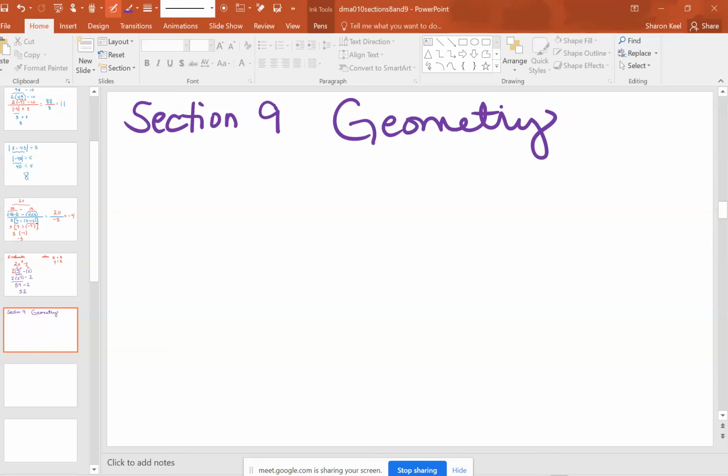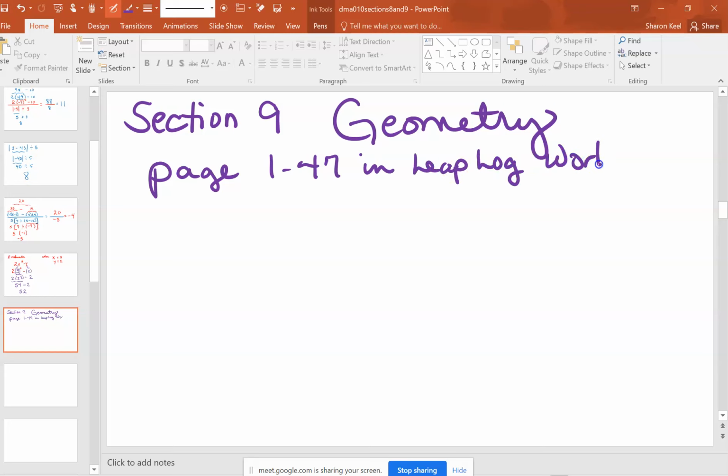Geometry is a lot of fun. And if you look on page 1-47, I'm not going to recopy and recreate this entire page, but I want you to make reference to it. Page 1-47 in your Leap Log workbook. So turn to that page as I am referencing this. I'm going to make some notations, but I'm not going to draw out and write out everything in detail here.